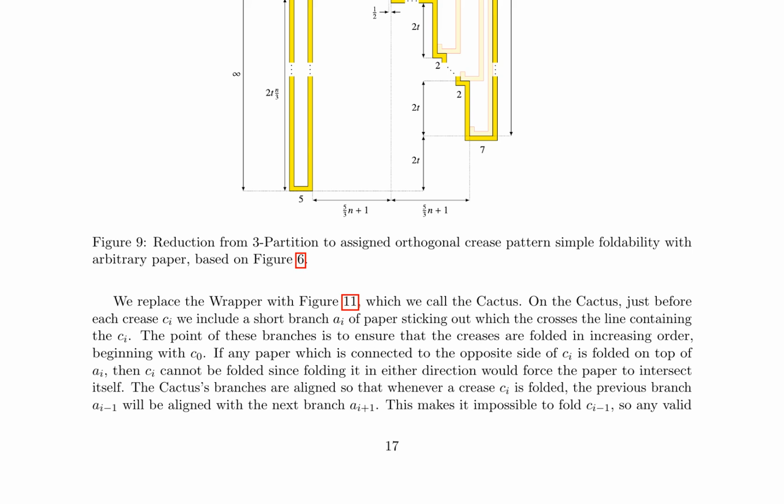The intricate relationships between the creases, branches, and paper folds are highlighted in Figure 9, demonstrating the author's novel approach to tackling the assigned orthogonal crease pattern simple foldability problem. The careful design of the cactus and its branches underpins the reduction, allowing for a deeper understanding of the folding process and its constraints. This reduction has significant implications for the study of assigned orthogonal crease pattern simple foldability, providing a foundation for further research into complex folding patterns.